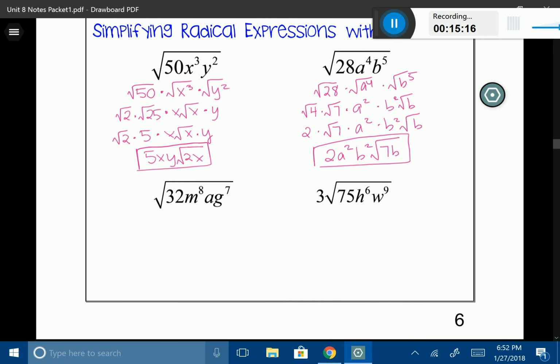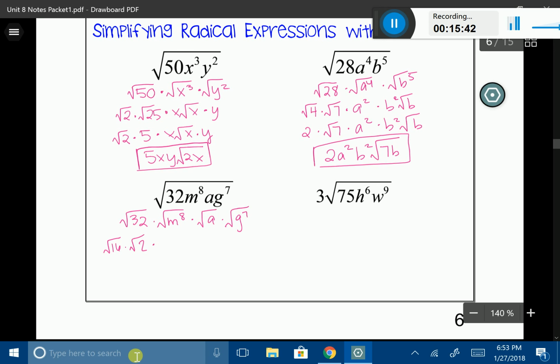Okay, let's do the next one. Let's go ahead and try to break this up. So I'm going to do root 32 and then root m to the 8th times root a times root g to the 7th. And I'm going to go ahead and look at the number 32. And 32 is a nice number. It's going to break into 16 and 2. M to the 8th. Well, it's a higher power, so I'm going to look at it.